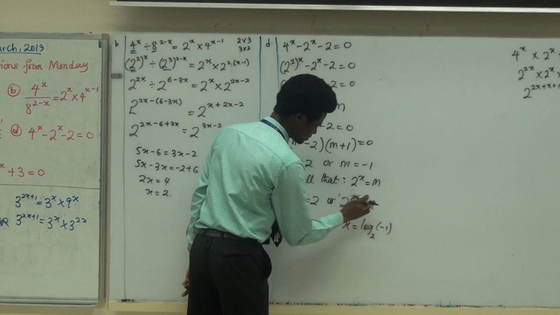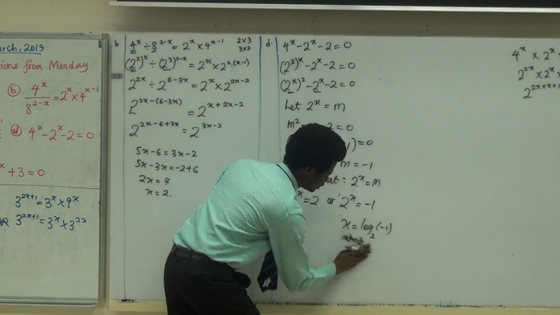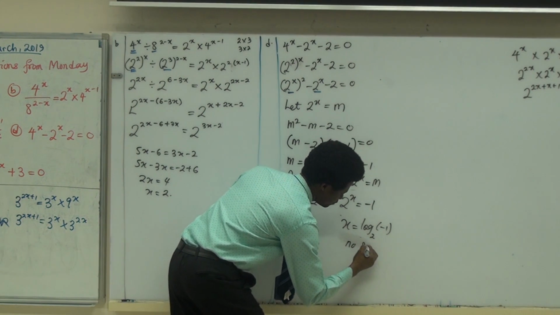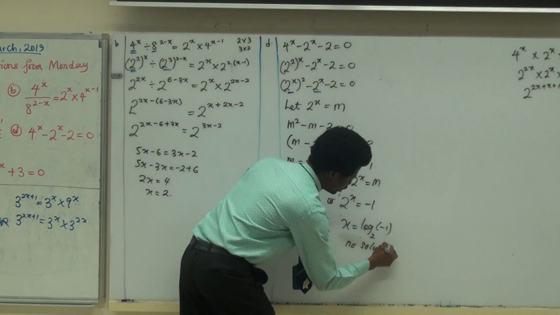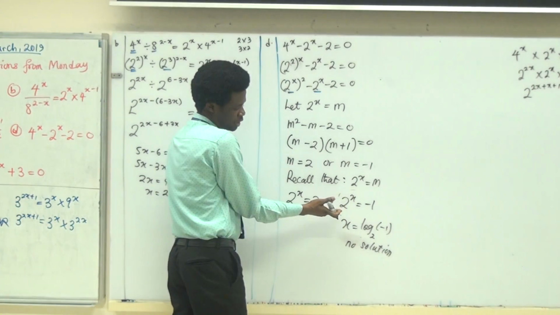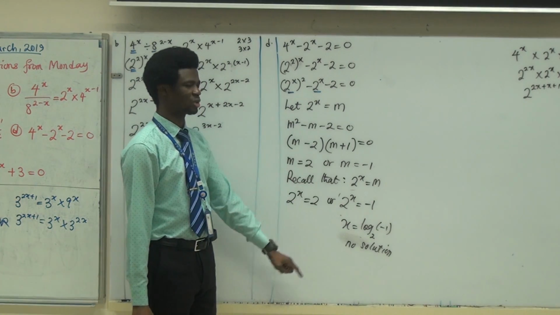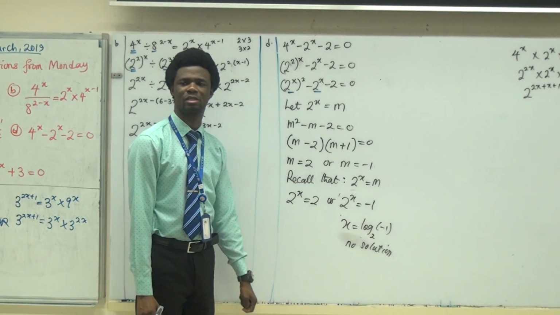So this cannot be solved. Or you can just write no solution, so my answer is still correct. If you write no solution, it's okay. But don't just look at it and say, oh, this cannot be solved, and stop there. Write it out and just comment no solution.